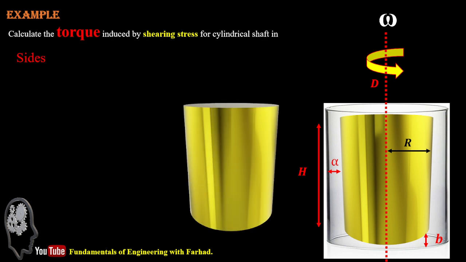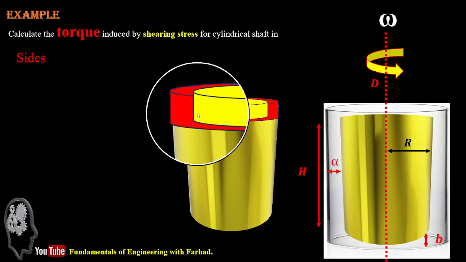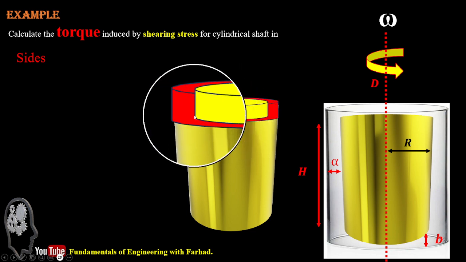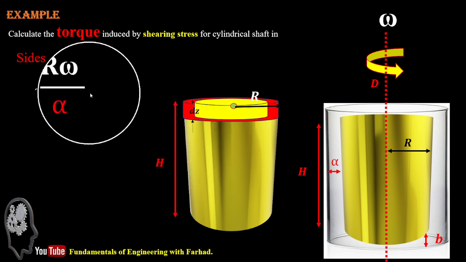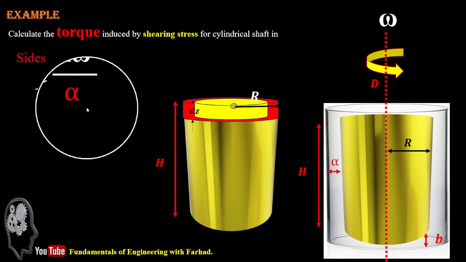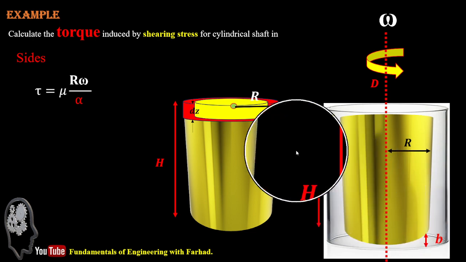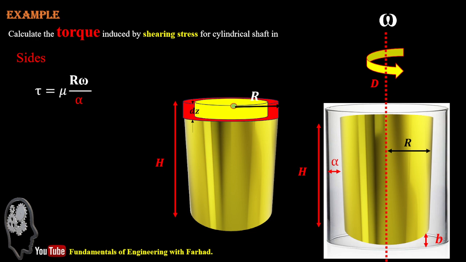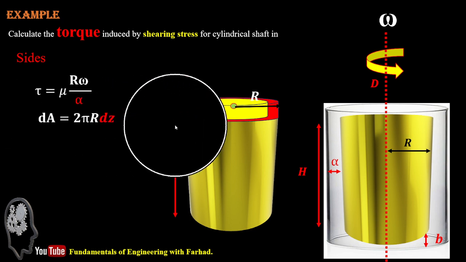So for the side, if you just consider an element in this part and calculate the area for that, that's 2 pi r dz. And this time the h or b moves to the side. Instead of b, it just moves to alpha because we are working with the sides right now. So that's tau equals mu rw over alpha. That's our shear stress, and our element of area is 2 pi r dz.